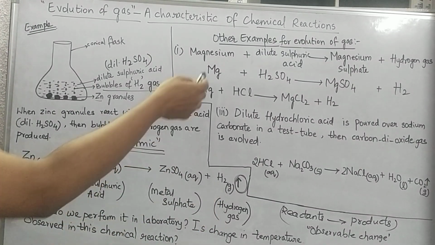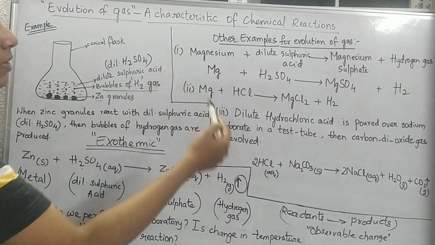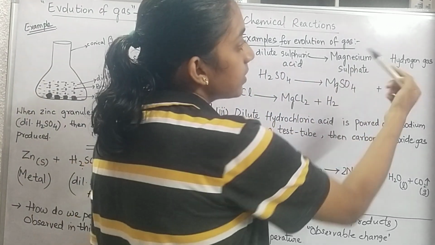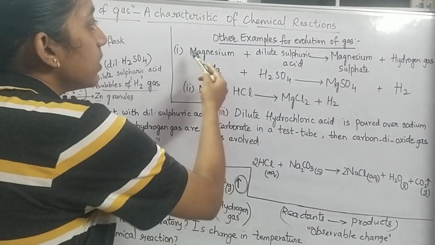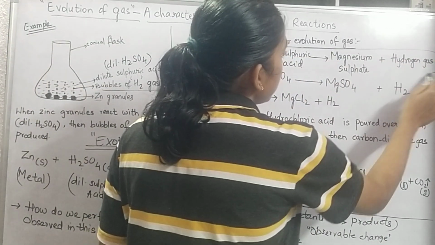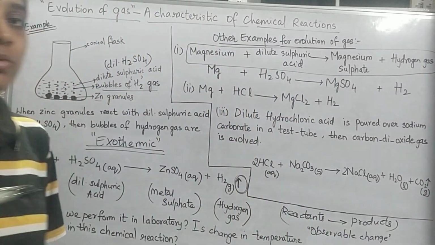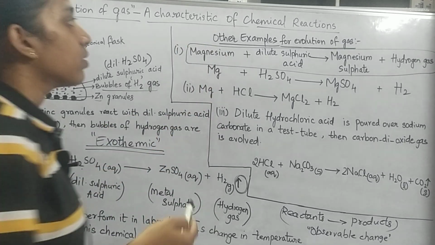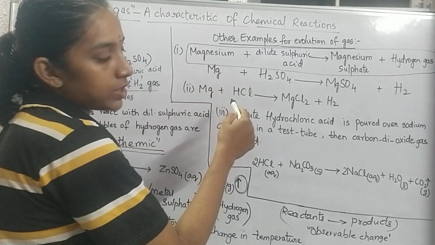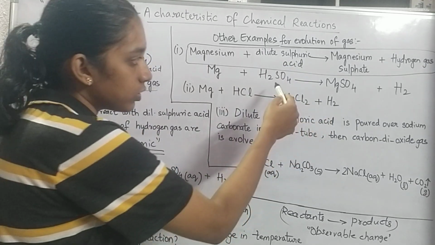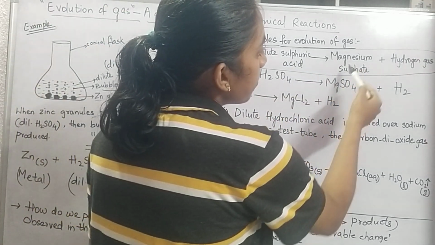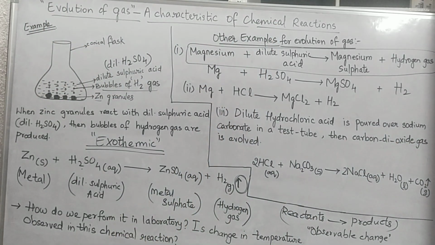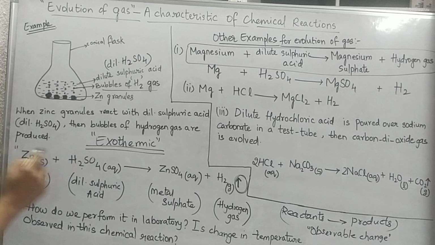Now other examples for evolution of gases. First example here is magnesium reacts with dilute sulfuric acid to give magnesium sulfate plus hydrogen gas. So this is a word equation. We have to convert this word equation into a chemical equation where we will be using the formula of all these compounds. So first magnesium, Mg, plus dilute sulfuric acid, H2SO4, gives rise to magnesium sulfate, MgSO4, plus H2. So we can correlate this equation with this reaction.